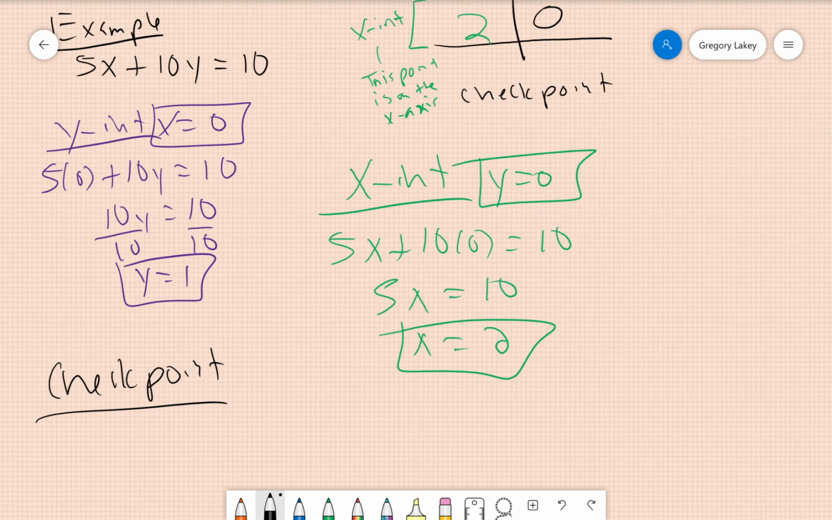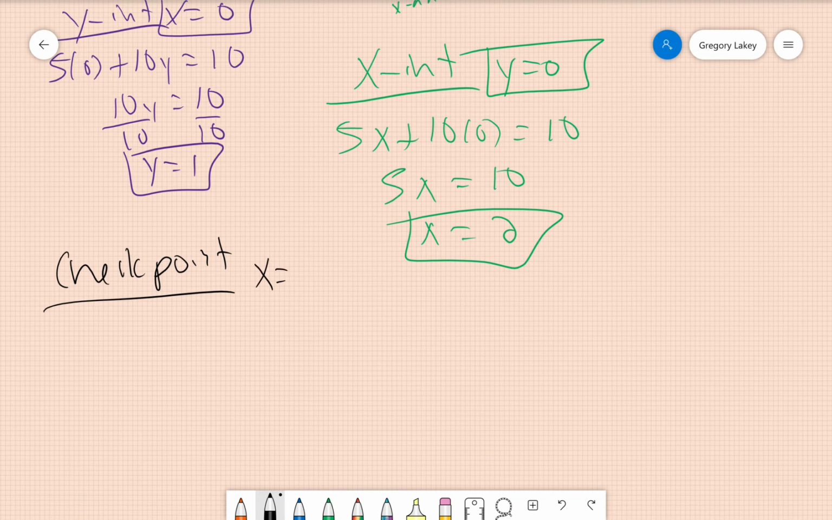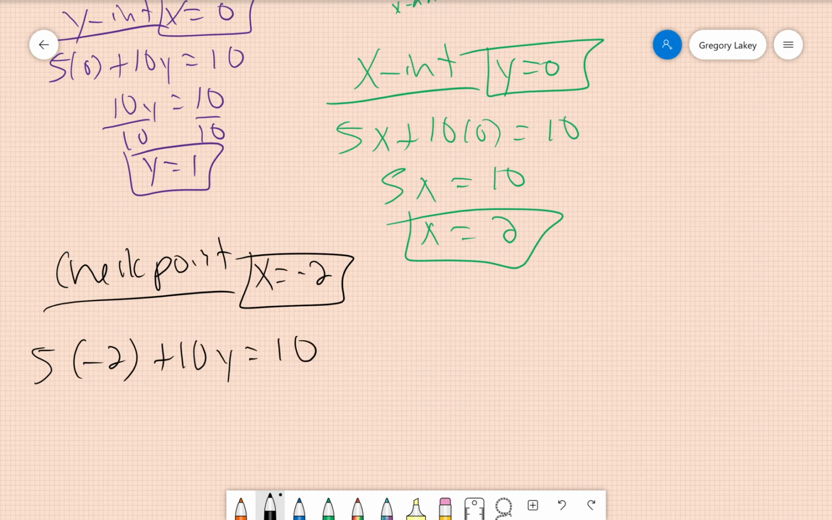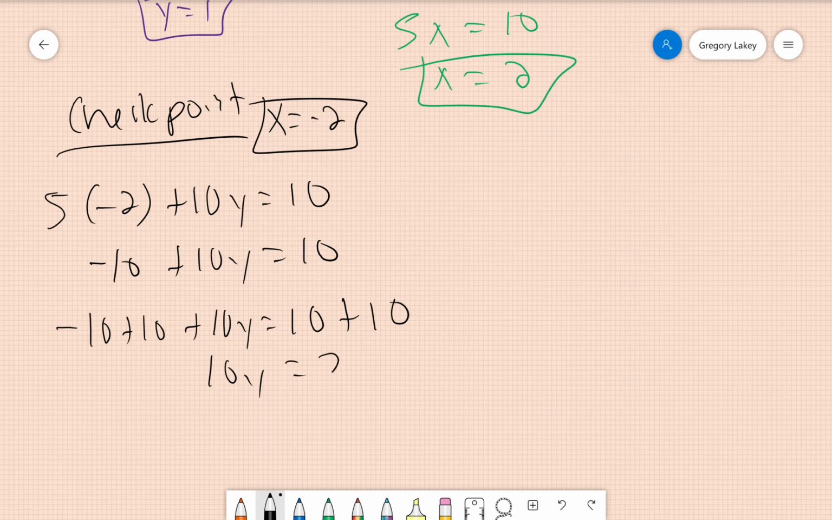I think, what do I want to do here? No, that's too big. 2? Oh, I can go 2. 2's fine. No, not 2. I'll go -2. Let's do that one. So we'll put x equals -2. So now we have 5 times -2 plus 10y equals 10. -10 plus 10y equals 10. Inverse of subtracting 10 is adding 10. So I'm going to add 10 to both sides. 10y equals 20. So y equals 2.